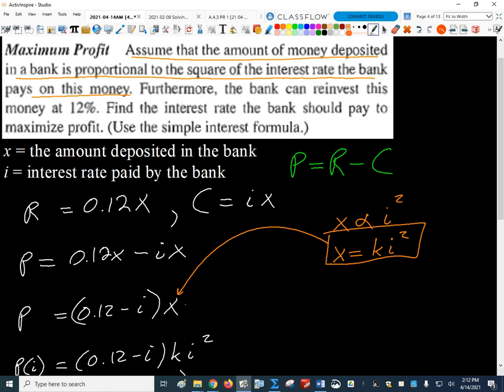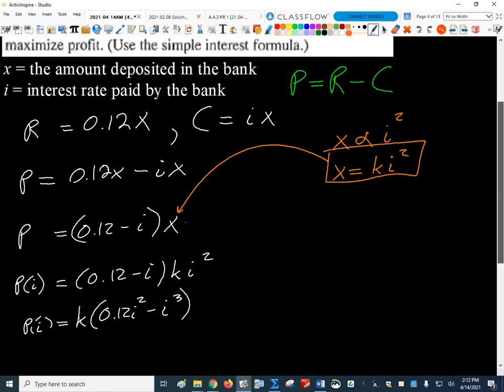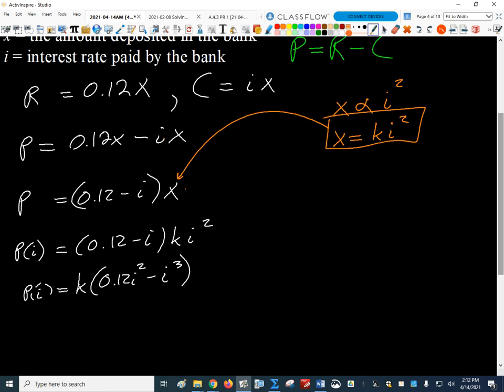Yes. Okay. So now we've got profit as a function of the single variable I, the interest rate paid by the bank, which is great because that's what we're trying to set. We want to set the interest rate to maximize profit, right? So what should our domain be then? What are the values of I that we should consider when we're trying to maximize profit?